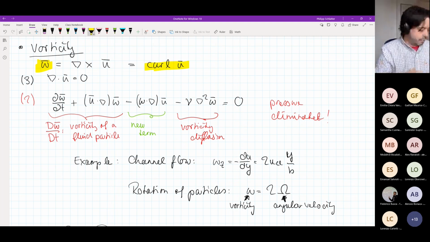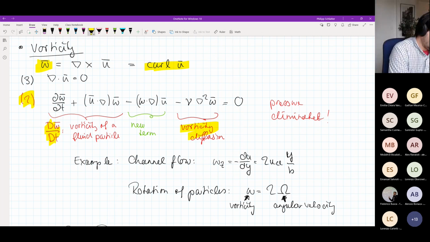So the nabla cross u. And then we could formulate an equation for the vorticity, which is the so-called vorticity transport equation, which is here equation number 2 in the notation from last time. And inside this vorticity transport equation, we could identify a number of familiar terms. So the first 2 terms are the material derivative of the vorticity. So we can say that this is the convected vorticity of a fluid particle.